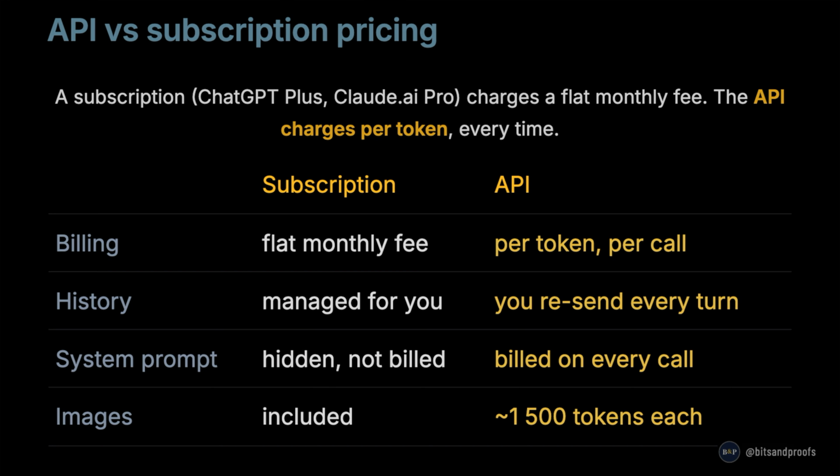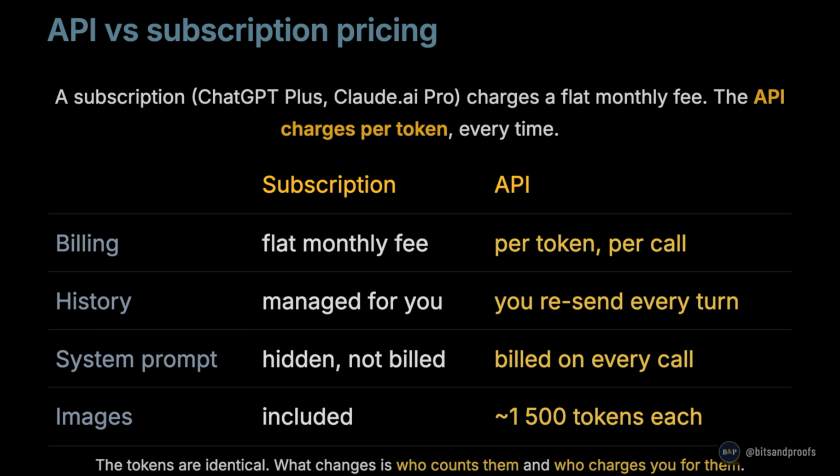Here is something that surprises most beginners. If you use ChatGPT or Claude.ai through the browser, you pay a flat monthly subscription. The tokens are handled for you, and you do not see the bill per message. But when you call the API directly, everything changes. You pay per token on every single call.